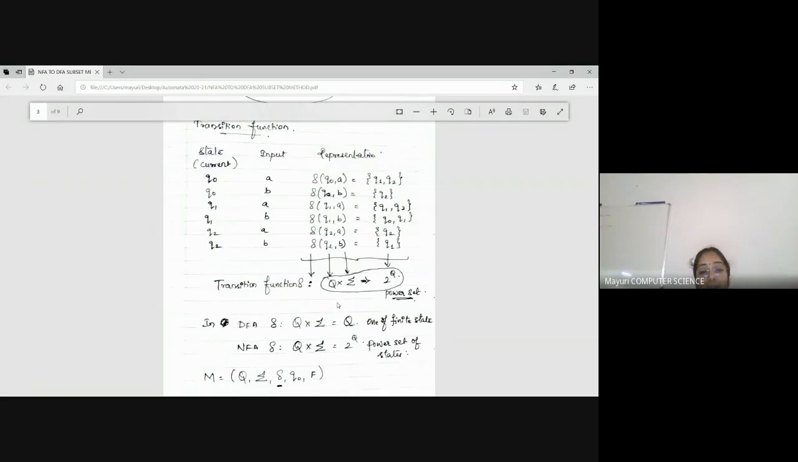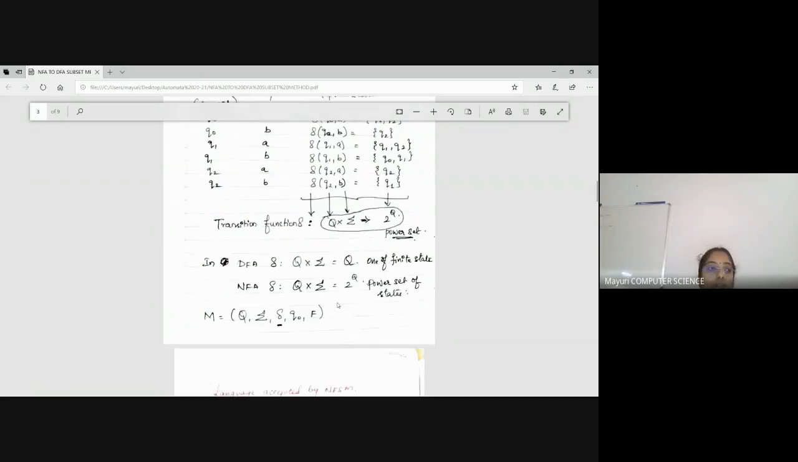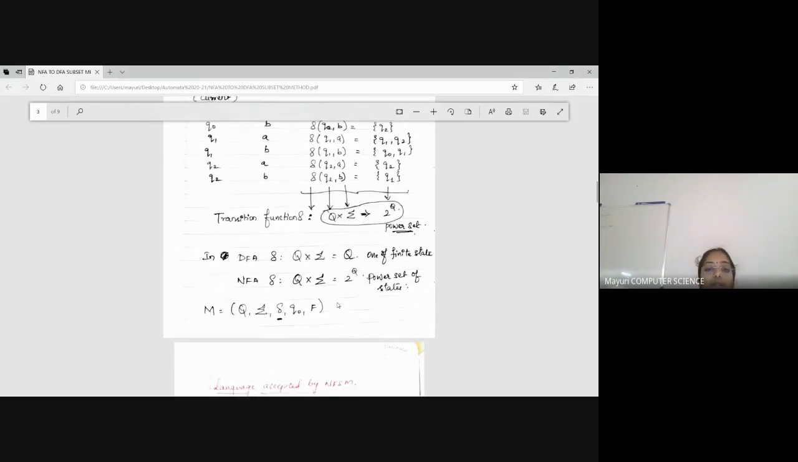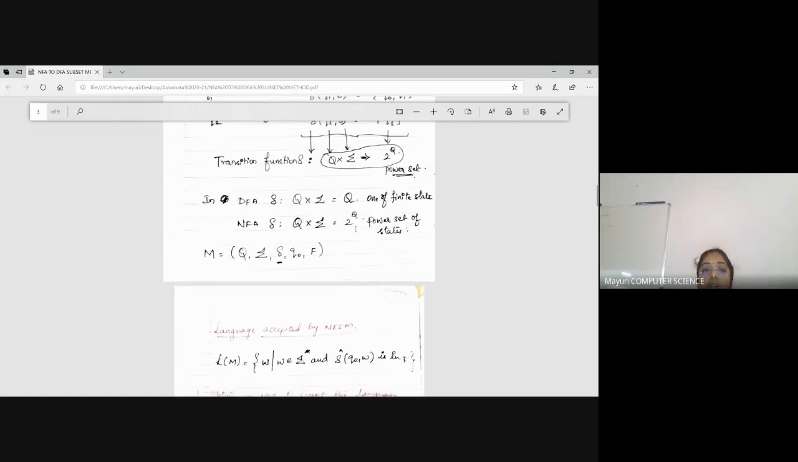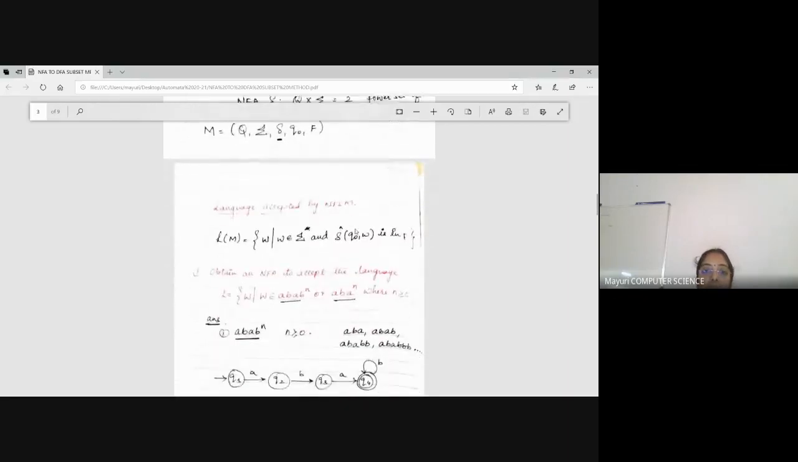Wherein DFSM can be applicable, NDFSM cannot be applicable for practical problems. So we have to convert it. This also has the 5-tuple notation: set of all possible states, set of all inputs, transition function, initial state, final state. But the transition function differs here.